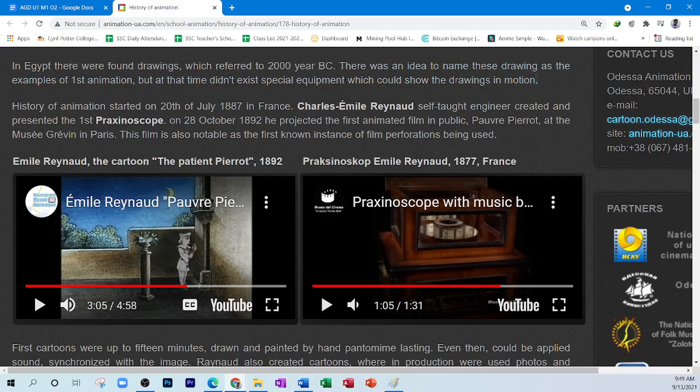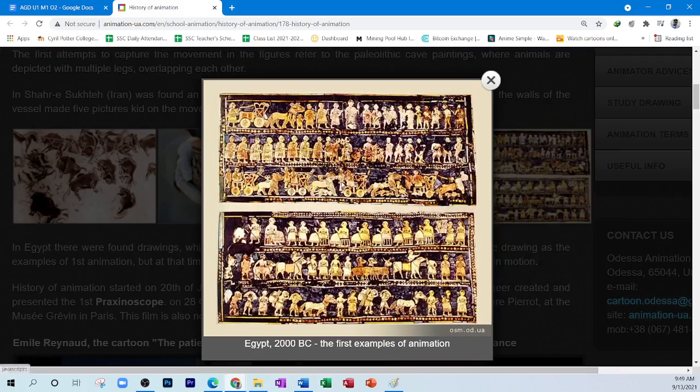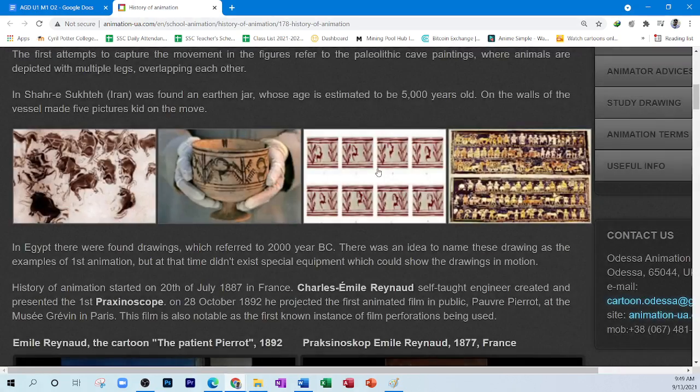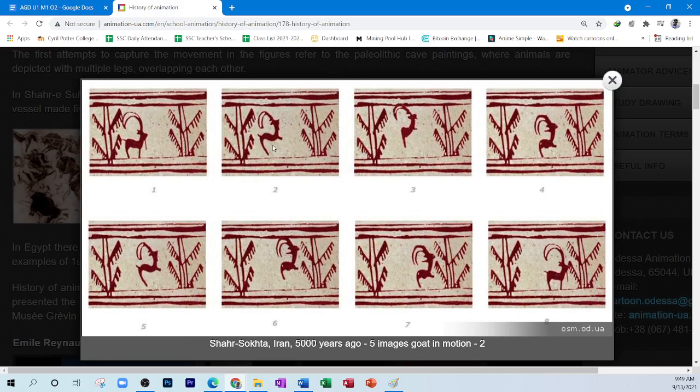So even though they were drawings, if you look back at this drawing here, or more specifically this one here, this one is more perceivable. Even though we are looking at each image, we can see there's movement in the different sequences of images. We can see the movement of the goat. But the issue here is that there wasn't any technology moving the images for us to actually perceive movement. So that's the key factor with animation.